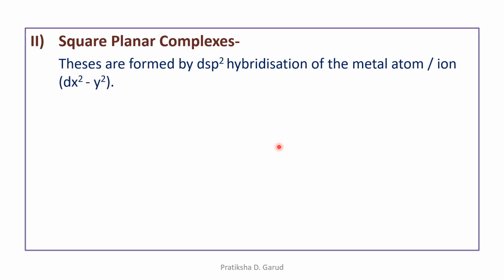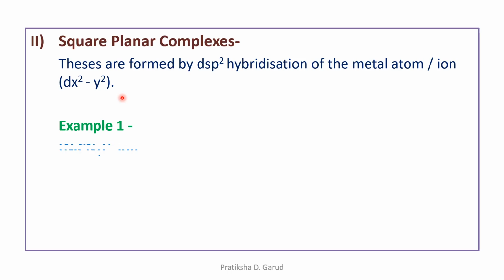So these square planar complexes are formed by the dsp2 type of hybridization. This we have to remember: the square planar complexes are formed by the dsp2 hybridization, in which the d orbital is the dx²-y² atomic orbital. So let's take the example.